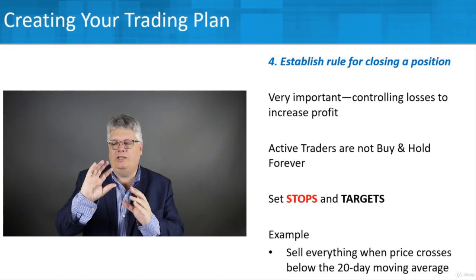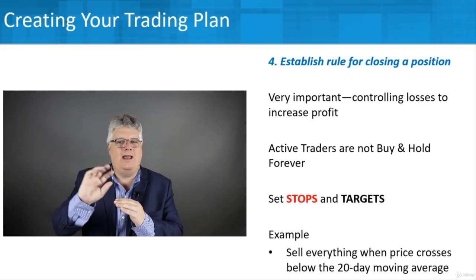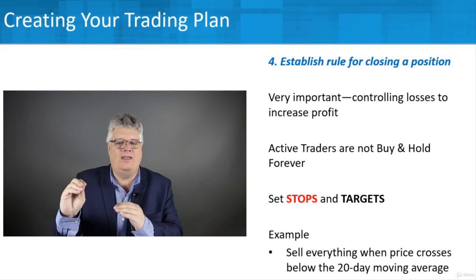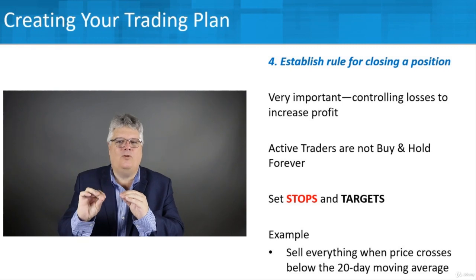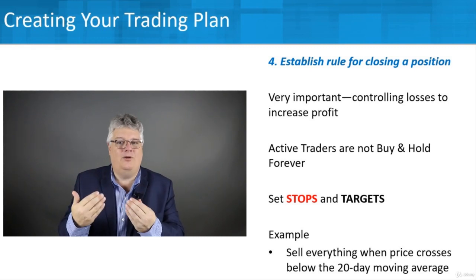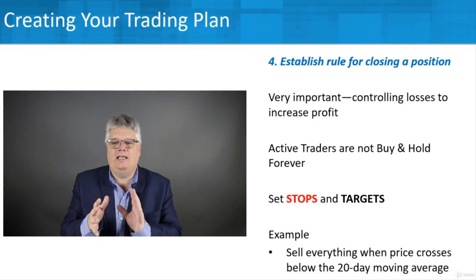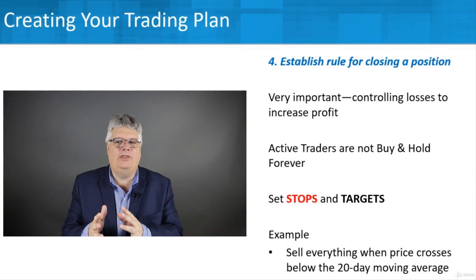But the idea is that you're looking at a target you want your security to try to get to. You may not get all the way there, but that's the target you're looking at, and once it hits that, you're going to sell to lock in that profit. Another thing is using stops, where it might go up a little bit, but then start going down. There's a stop limit or a stop, a trading mechanism to help you automatically sell and protect your downside. So for example, you might say as part of your plan that you're going to sell everything when the price crosses below the 20-day moving average.